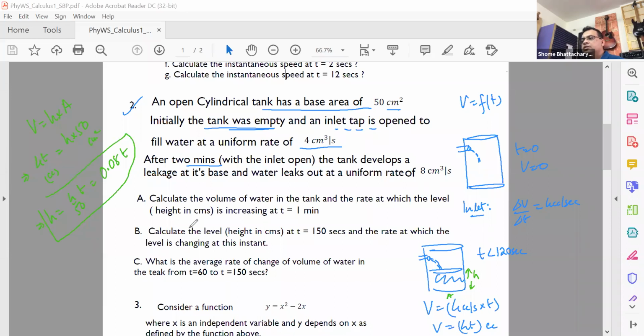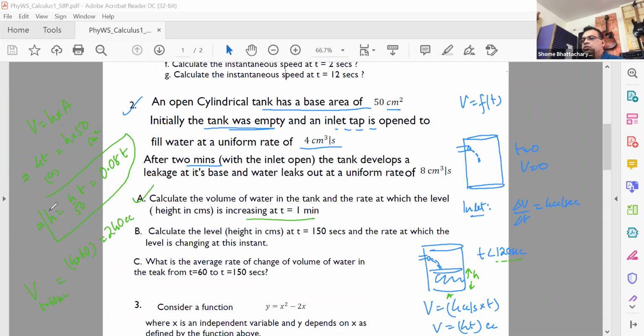So to answer the first question, first part, calculate the volume of the tank and the rate at which the level or the height is changing at the time t equal to 1 minute. You can see t equal to 1 minute is coming in this category. So the volume of water at t equal to 60 seconds or 1 minute will come from this formula, 4 into 60. So that is 240 cubic centimeters.